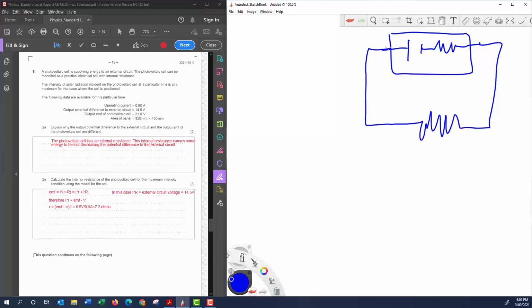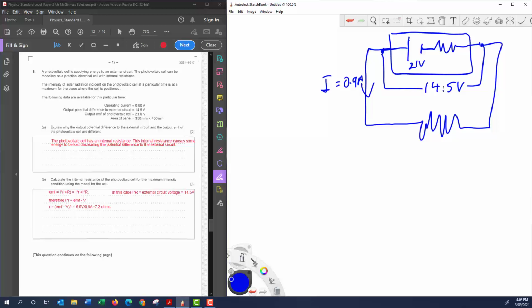They're telling us a few different things. They're telling us the output of this is 21 volts. So this drop across here is 21 volts, whereas the entire thing altogether, going from there to there on the outside, is 14.5 volts. That's the voltage from there to there. They've told us that the current running through the circuit, I, is equal to 0.9 amps. Now, none of the current's actually going to go through here. I'm just using that to show where our voltage is.